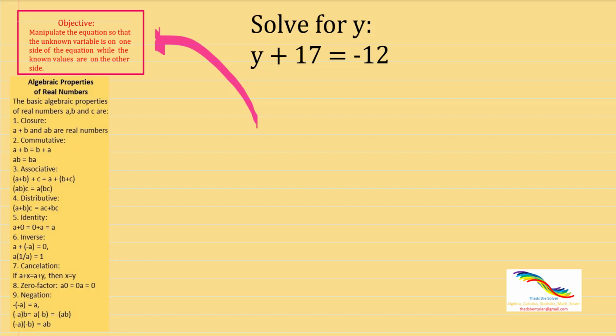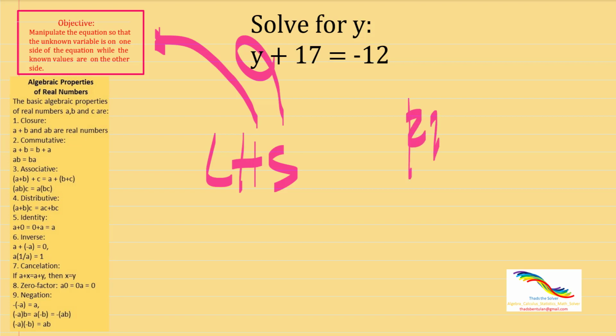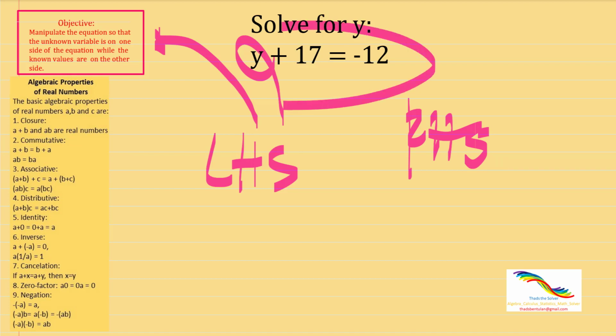Our objective is to manipulate the equation so that the unknown variable, in this case y, is on one side of the equation, the left hand side for example, while the known values are on the other side of the equation, or on the right hand side. So that's how we solve that problem. And here also on the left are the algebraic properties of real numbers, in case you've forgotten your properties, including commutative, associative, distributive properties, for example. So let's proceed to solving this problem.